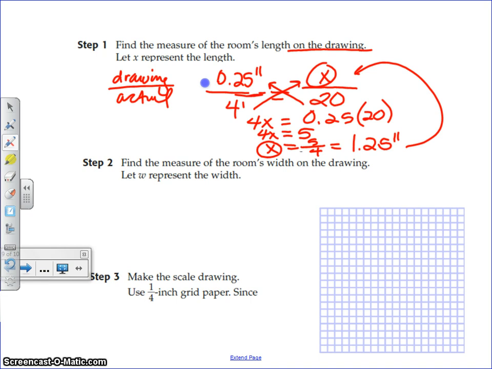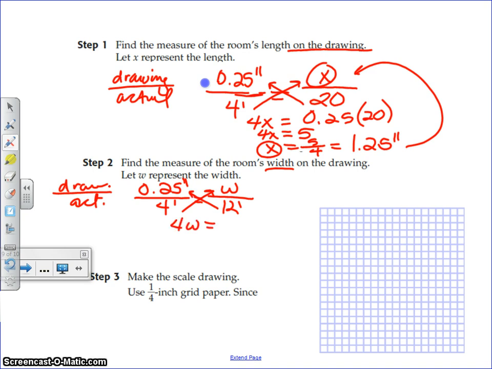Now let's go to step 2 and find the room's width. Let W represent the width. The width is what we don't know. Again, we're going to do the drawing over the actual. So we know our scale is 0.25 in the drawing over 4 feet actually. We don't know what the drawing width is going to be, but we do know the actual width is 12 feet. So again, we cross multiply: 4 times W equals 0.25 times 12.